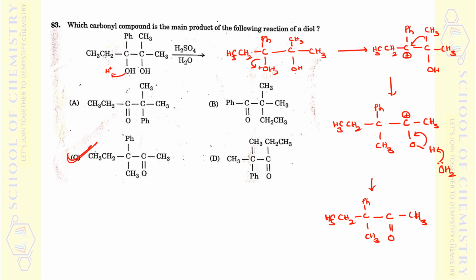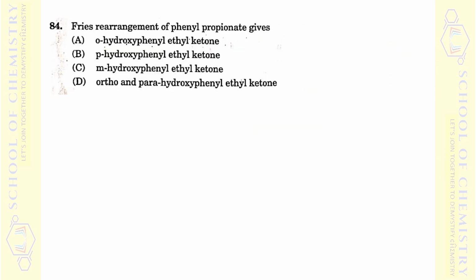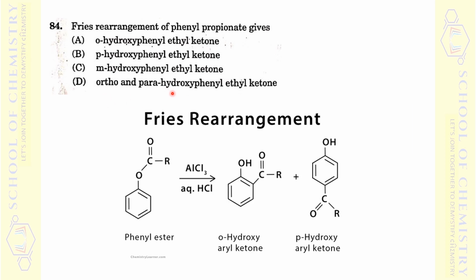This is also a simple question itself. 84th question: Fries rearrangement of phenyl propionate. If you know the Fries rearrangement, straight away from that knowledge you can answer that in the Fries rearrangement both ortho as well as para hydroxy, or say ortho and para products, are possible. I'll just show you the reaction. This is the phenyl ester. So this R group, you can just think that it is the propionate part here.